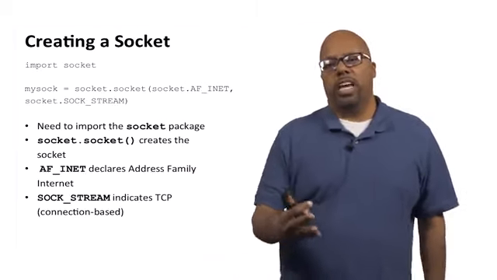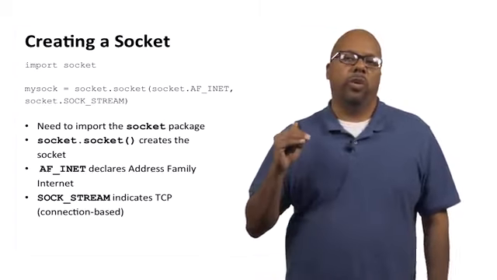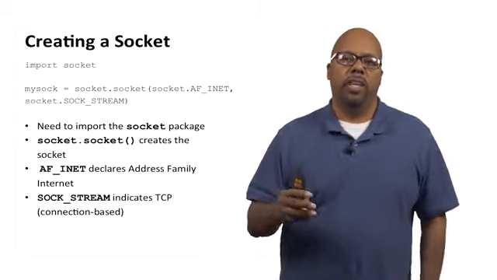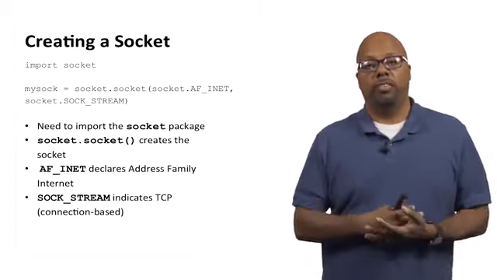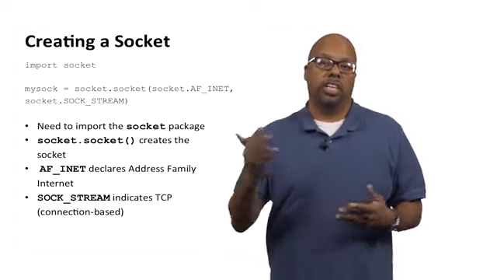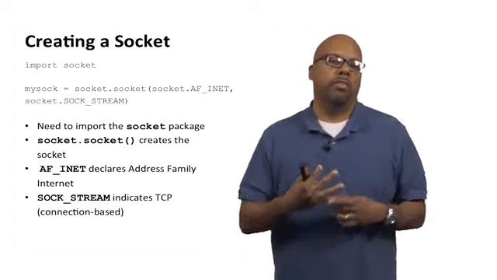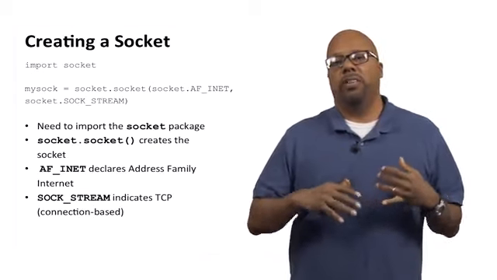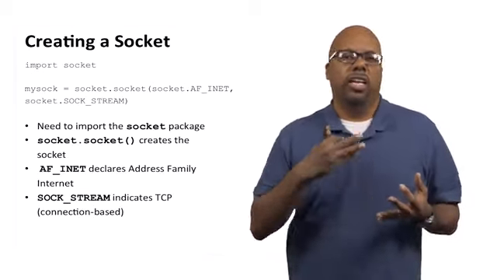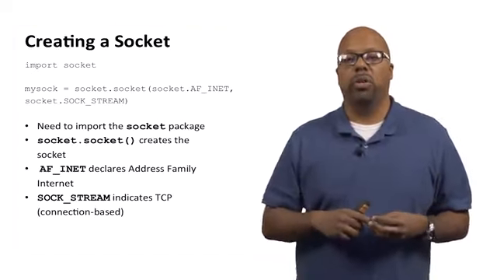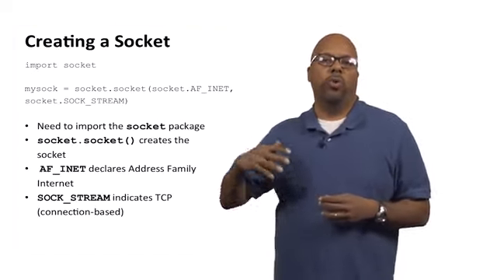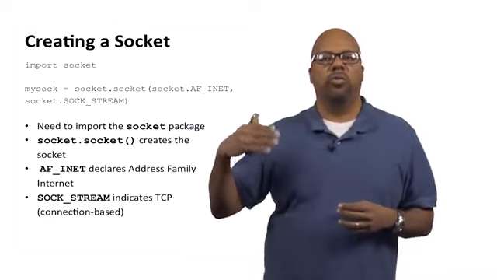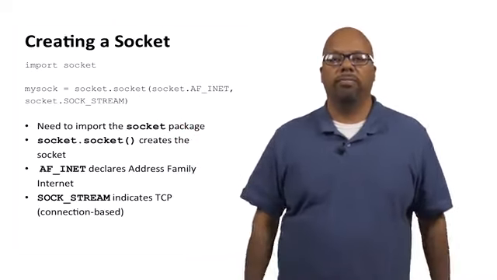Also, the next argument, SOCK_STREAM. SOCK_STREAM indicates that we're using TCP, connection-based communication, as compared to UDP, right, which is connectionless. We're using TCP, and remember what TCP gives us. It's more overhead, but TCP gives us flow control. It gives us reliable communication. That's important. So we know that if we send a message, it will be received and won't get dropped mysteriously.